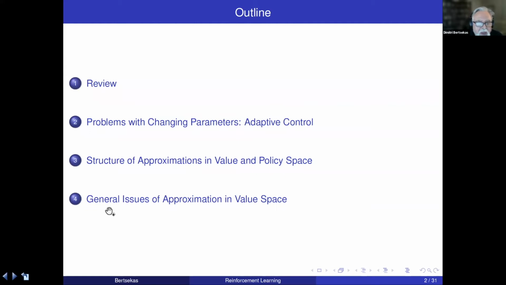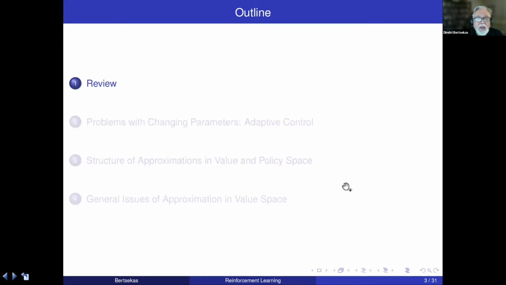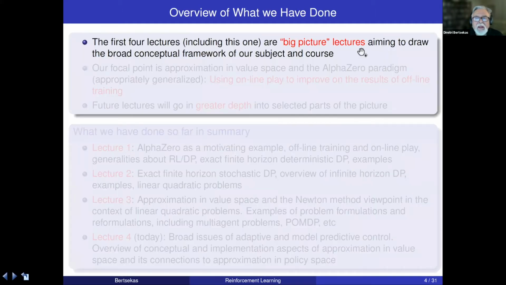Then we're going to discuss various general issues of approximation in value space, like Monte Carlo simulation, how it enters the picture, model-free implementations, and things like that. So let's go back a little and review what we have done so far.